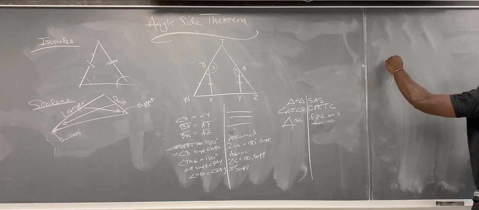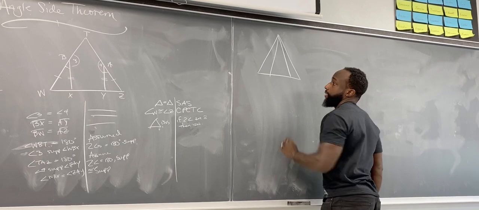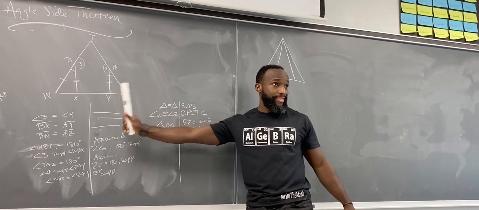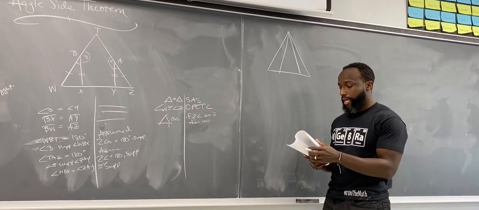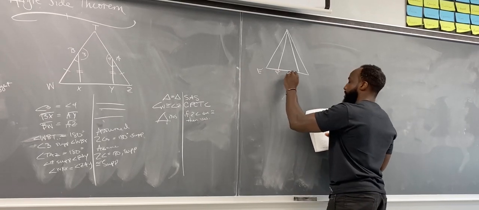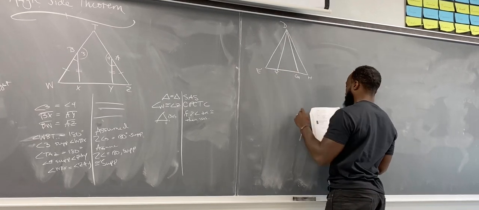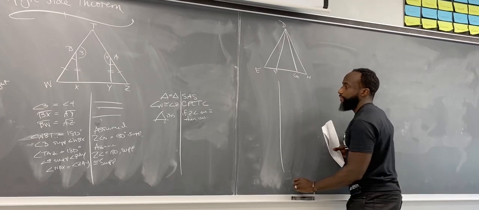Let's look at another one. So you got this triangle here. You got a triangle that's going to look like this, and you got one that's going to look like this. Okay? For this particular triangle, let's label it E, F, G, H, D. It's the given information.